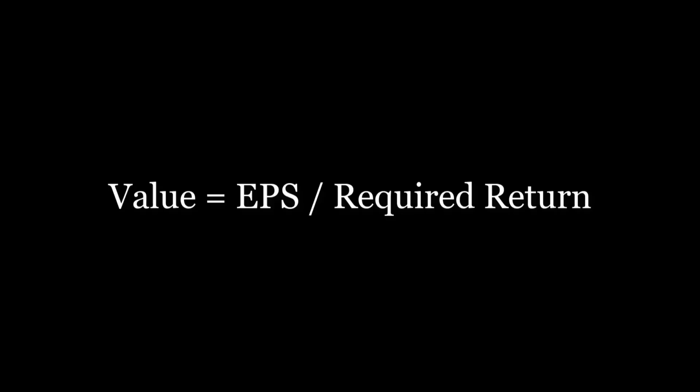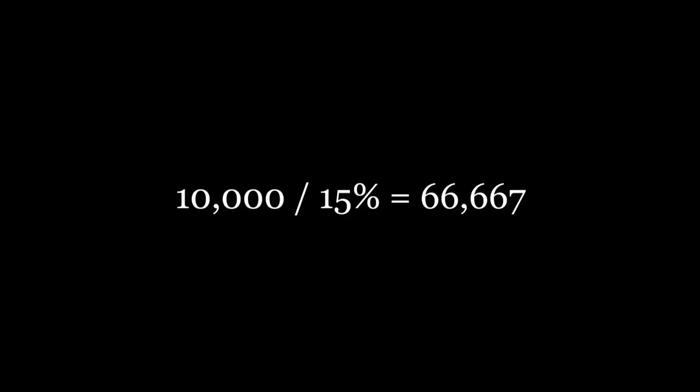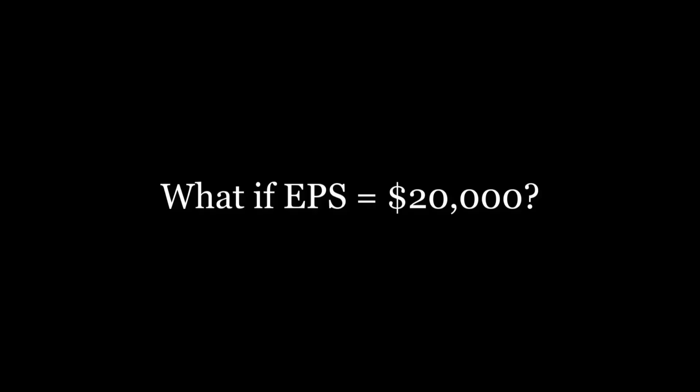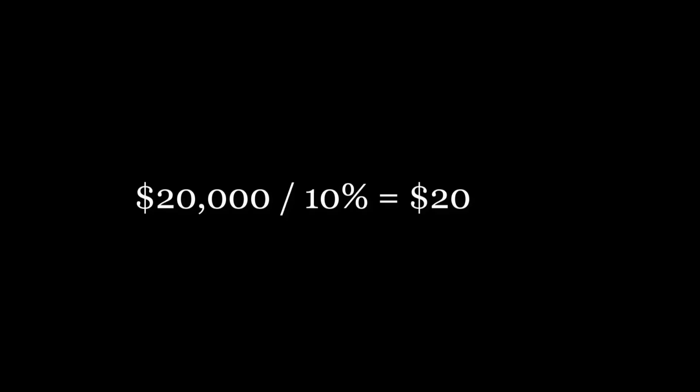How did I work that out? I simply divided the earnings per share by my required return. 10,000 divided by 10% equals 100,000. What if you wanted a 15% return? You would be willing to pay $66,667. 10,000 divided by 15% equals $66,667. What if the earnings per share went up to $20,000? Well, if you are still happy with a 10% return, you would be willing to pay $200,000 for a share. $20,000 divided by 10% equals $200,000.